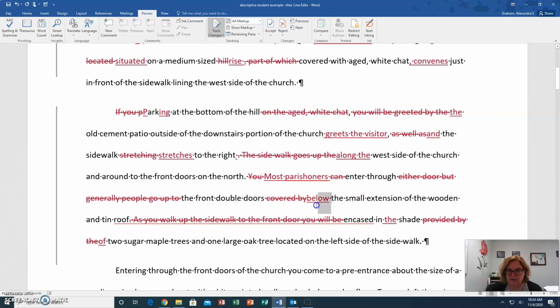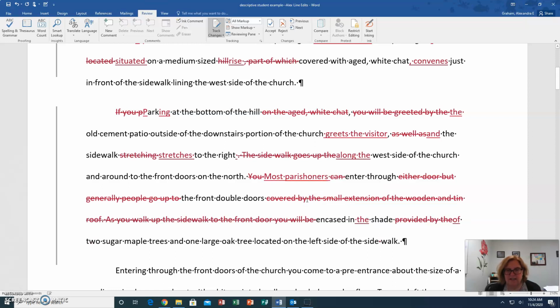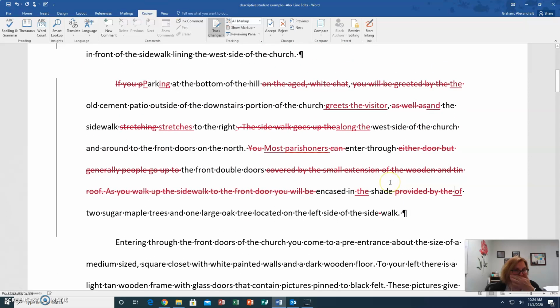Okay, so this seems like extra information. The small extension of the wooden and tin roof is sort of unnecessary. It doesn't seem like I need that. All right, so most parishioners enter through the front double doors encased in the shade of 2 maple trees and 1 large oak tree located on the left of the sidewalk. All right, so that's better.